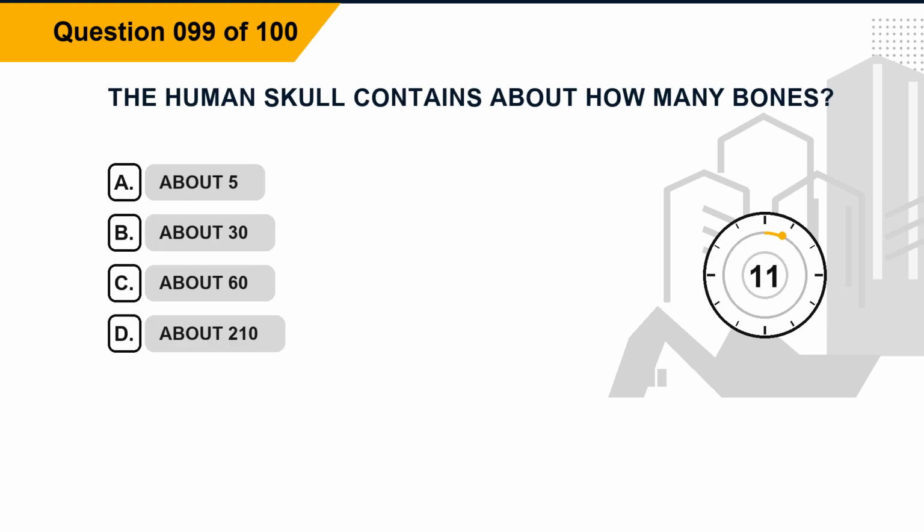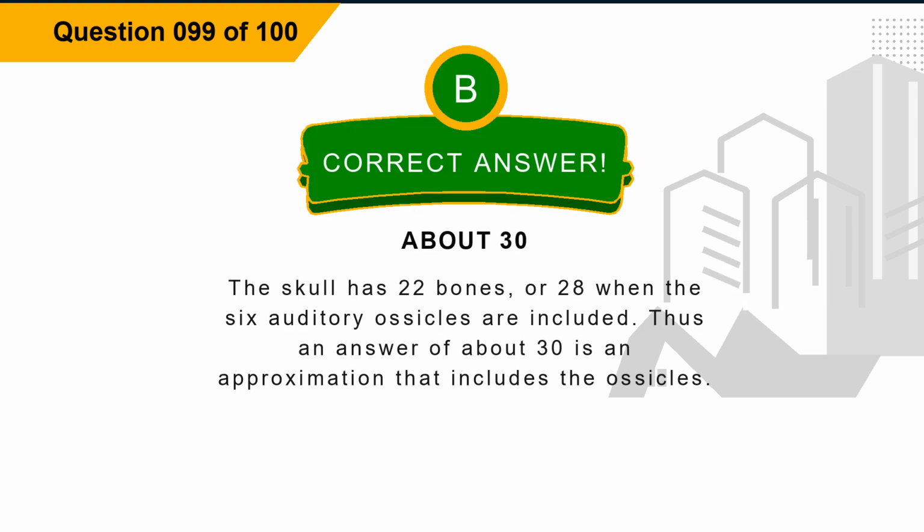Question 99. The human skull contains about how many bones? Option A, about 5. Option B, about 30. Option C, about 60. Option D, about 210. The correct answer is option B, about 30. Explanation: the skull has 22 bones, or 28 when the 6 auditory ossicles are included. Thus an answer of about 30 is an approximation that includes the ossicles.